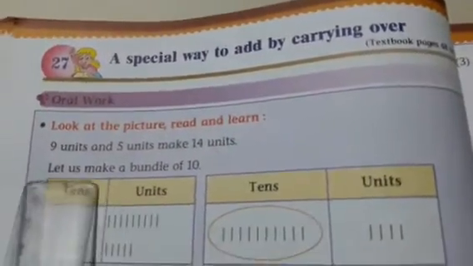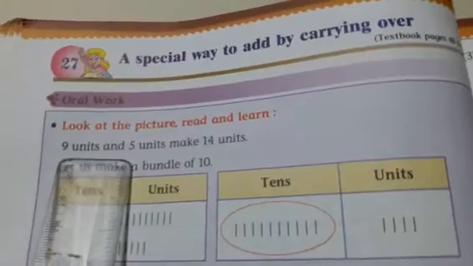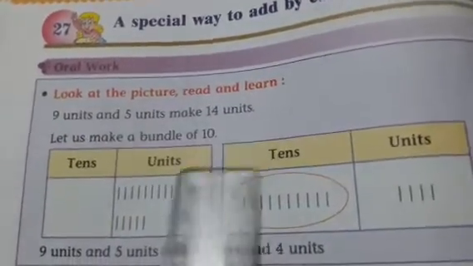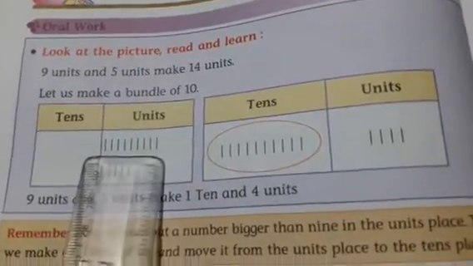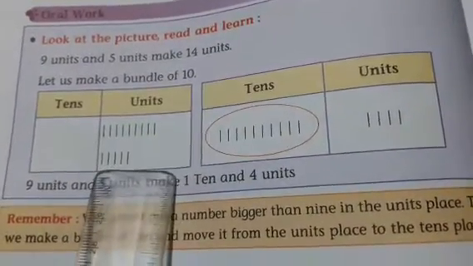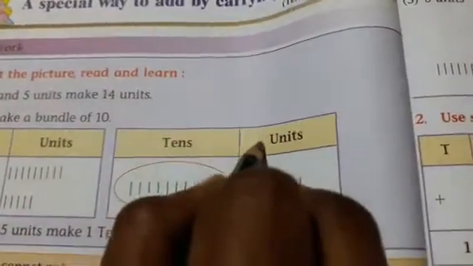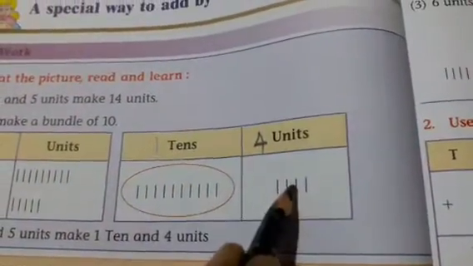Now in your mathematics workbook, the topic is a special way to add by carrying over. So let's see, here is an example. 9 units and 5 units make 14 units. Here is 9 units, and if we add 5 units, then we get 14. 14 means 1 ten and 4 units. In this way.